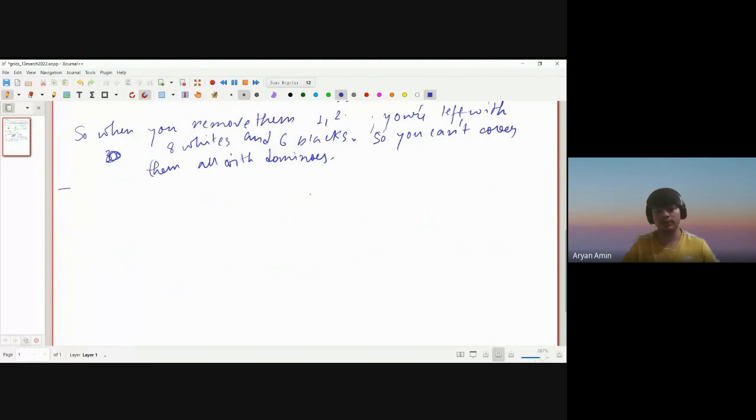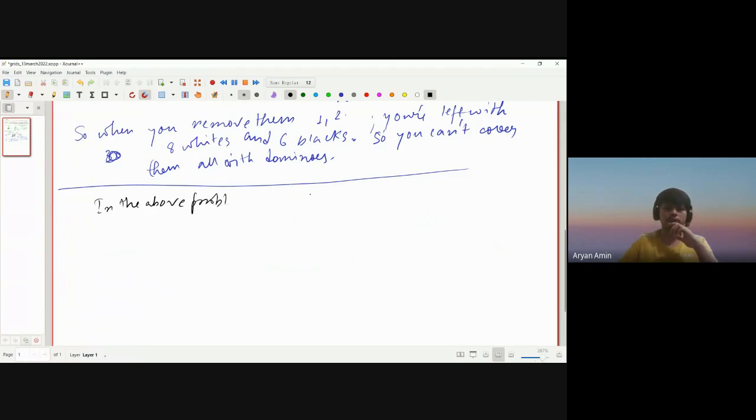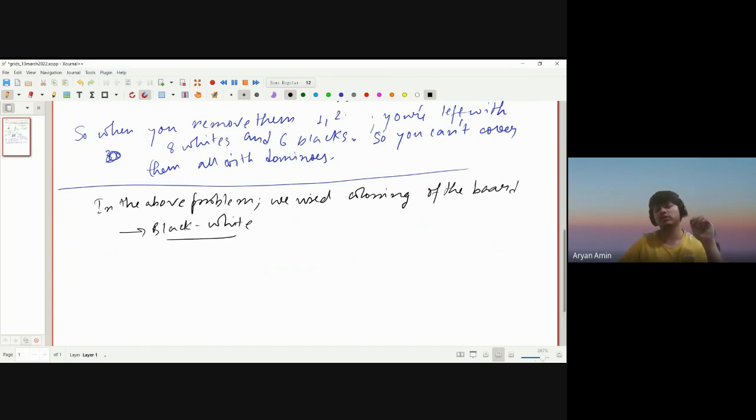Okay, so if there are no problems, I'll move on. So in the above problem, we used something which is like coloring of the board, right? The simplest type of coloring is the black white coloring. Coloring is going to be quite important for us in a lot of grid problems. The simplest form of coloring is the black white coloring, which is also the mod 2 coloring, right? So why am I calling it mod 2 coloring?